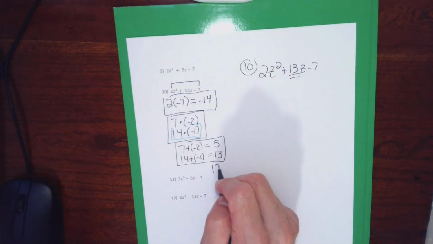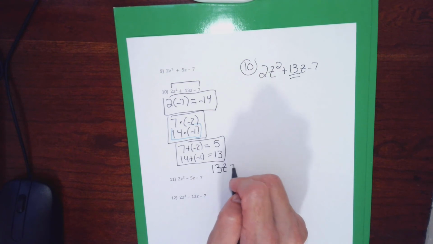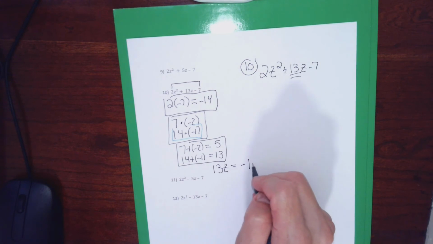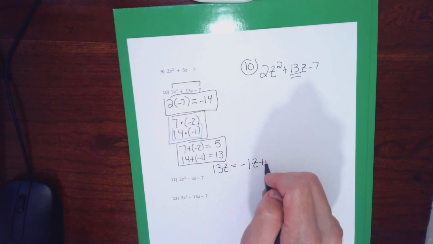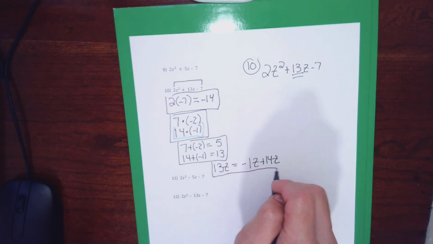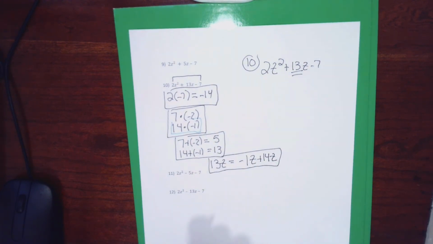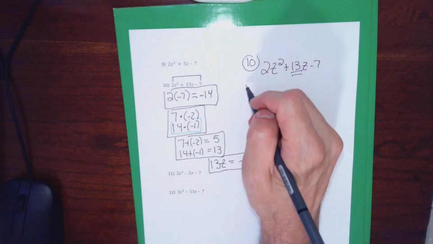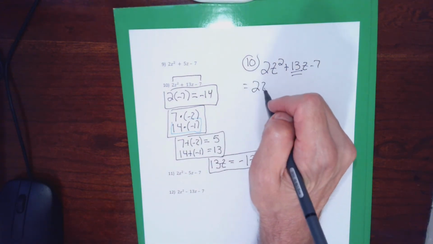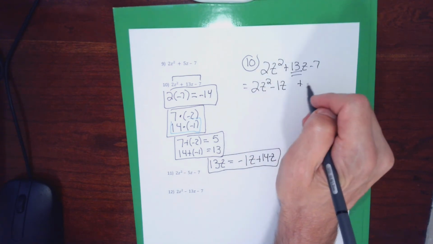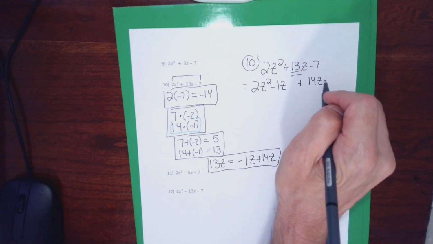I'm going to rewrite the 13z, and when there's both a positive and a negative, I write the negative first, the positive second every time. It makes this factoring easier. So I'm going to make my life as easy as I can, and I'm going to rewrite the 13z with the -1z first, the positive 14z second. It's all my side work that helps me decide how to rewrite the problem. So I'm going to rewrite this as 2z squared minus 1z plus 14z minus 7.